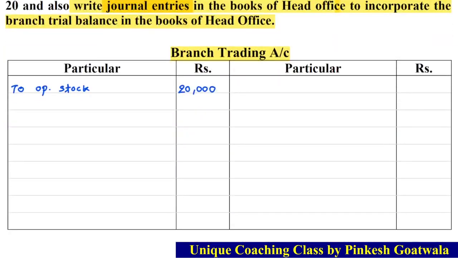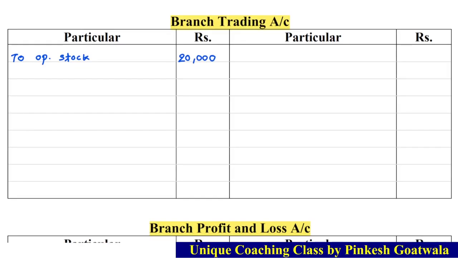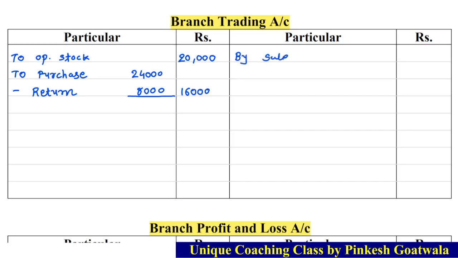Where should we give this entry? Where will both entries come? It will be in the trading account, branch trading account. So first of all, purchase on the debit side. Purchase was given 24,000 less return, that is 8,000. So the final amount is 16,000, and sell will be given on the trading credit side.